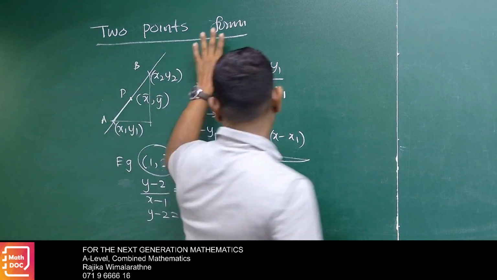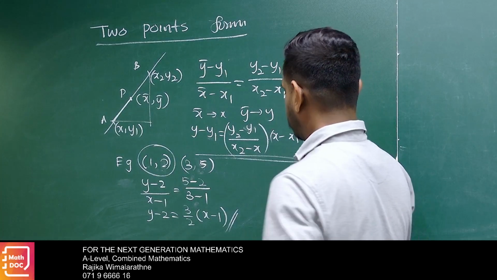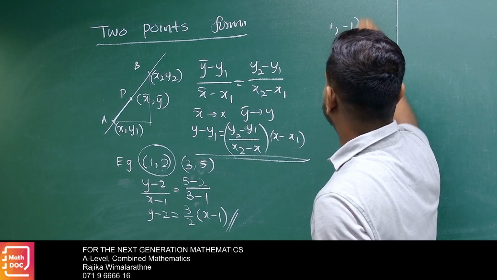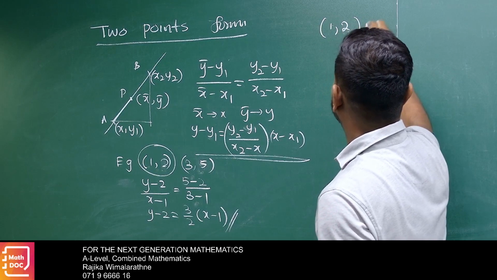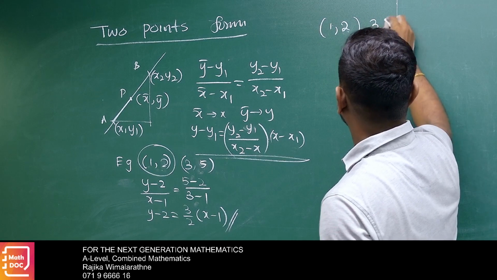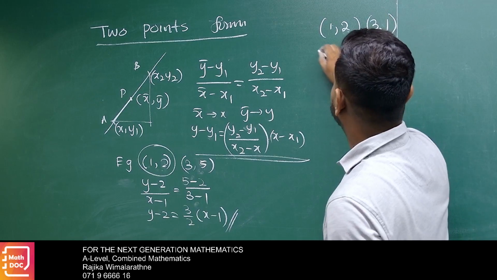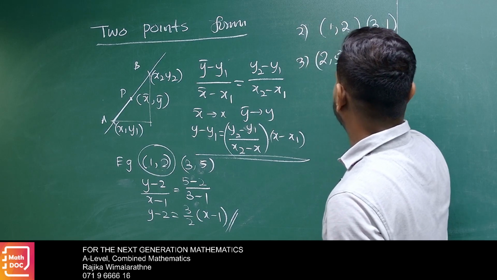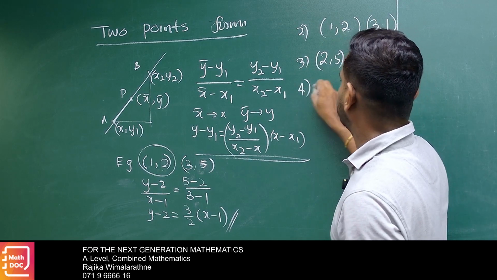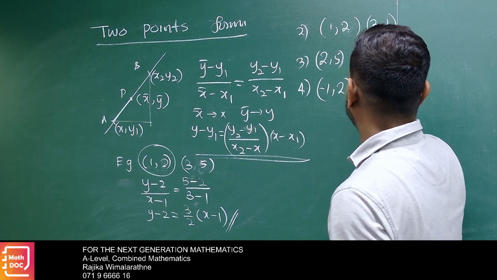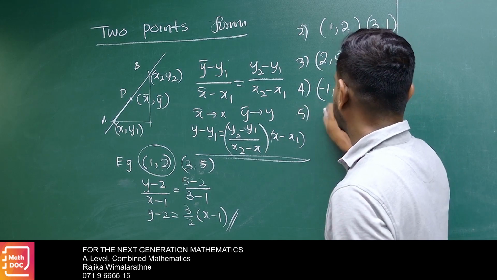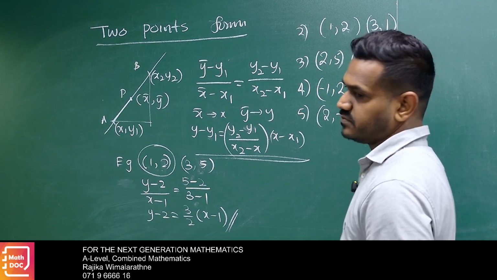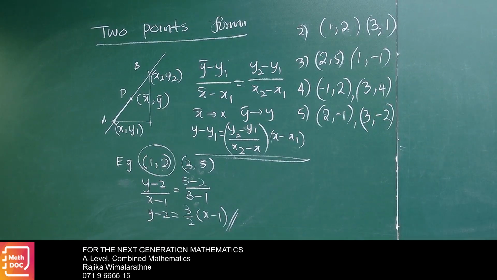Okay, write this two-point form. Take these points: (1, 2) and (3, 5), with y minus 2 over x minus 1 equals (5 minus 2) over (3 minus 1). Continue.